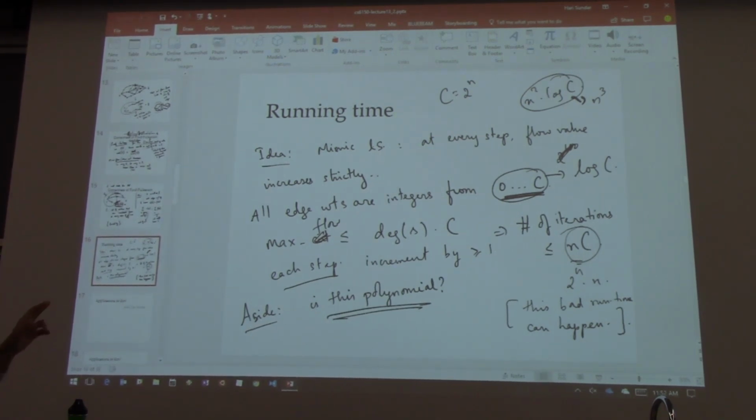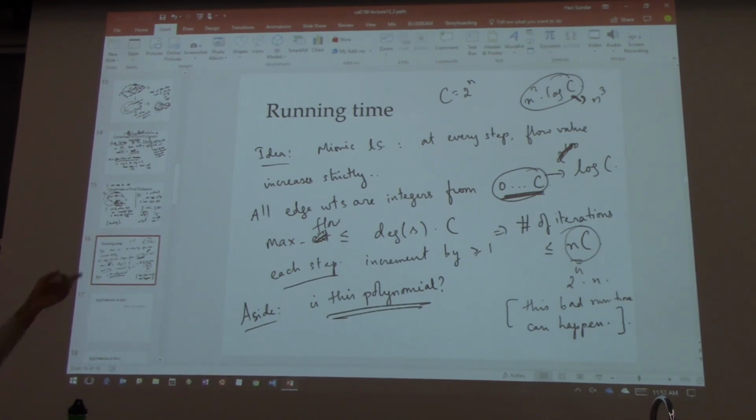And one way is, when you find an augmenting path, find the augmenting path that gives you the most amount of flow. Okay. That's one way to avoid this problem. Then you can actually prove that you just get something that looks like poly n times log c. So that's something you can prove.